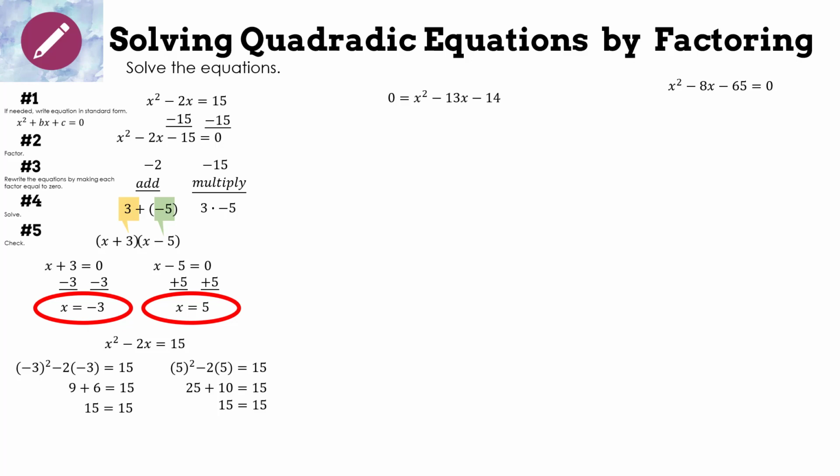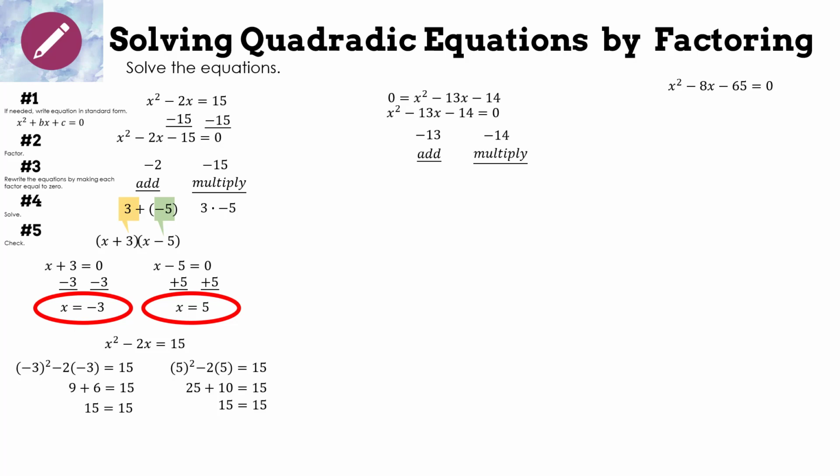So 0 equals x squared minus 13x minus 14. Now the first step is to make sure that it's in standard form. Now standard form means it equals 0. In this case, it's already equal to 0. Now listen, it doesn't matter if 0 equals the equation or the equation equals 0. But if you like to see it the other way, just flip it around. 0 equals x squared minus 13x minus 14 is exactly the same as x squared minus 13x minus 14 equals 0. From here, we need to factor it.